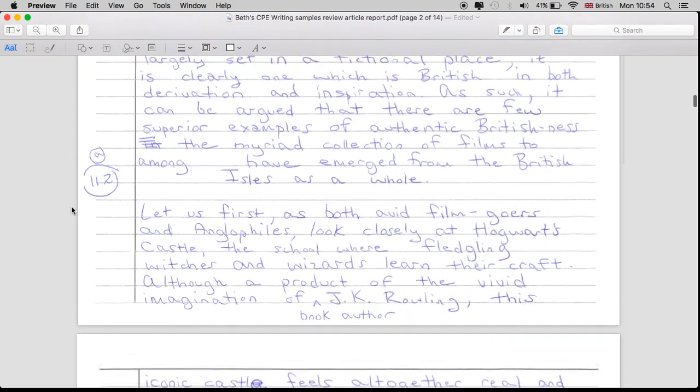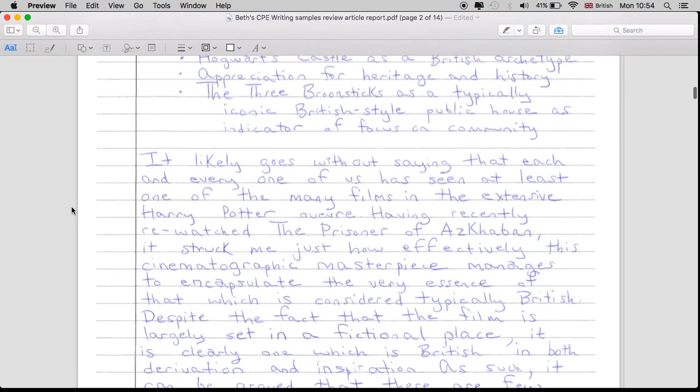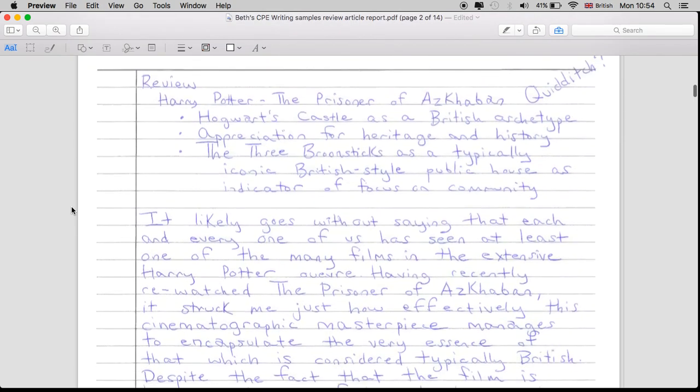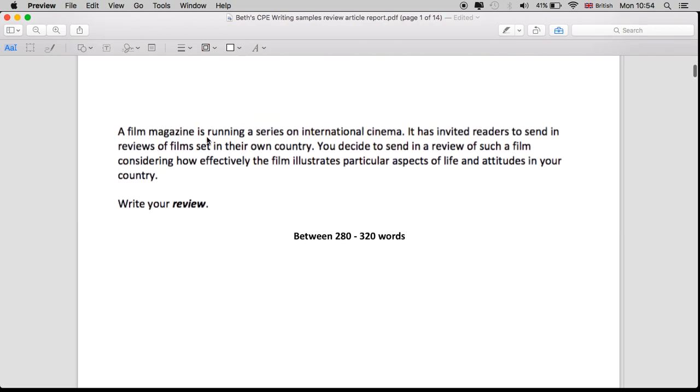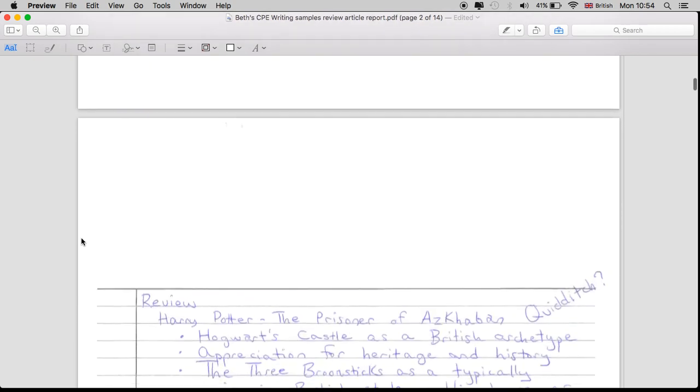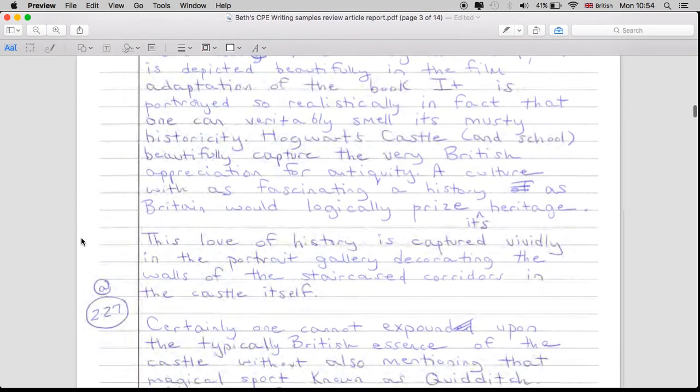Again, how formal does this read? It's not particularly formal. It's not meant to be. It's a review. And the target audience is a film magazine. Okay. Let's look at another example. Again, I'm aiming for about 300 words.